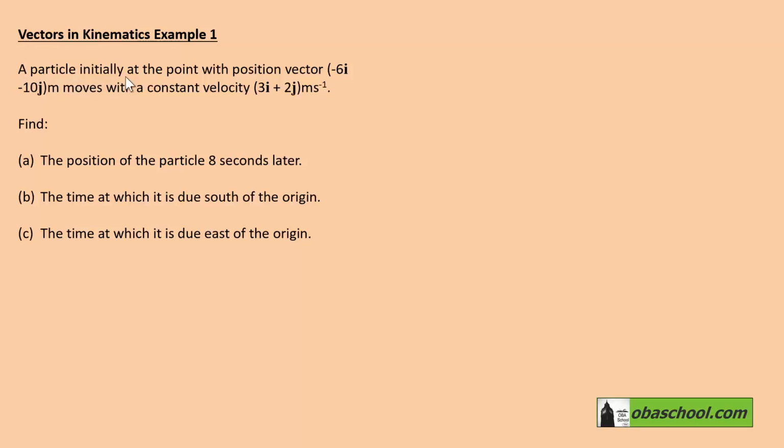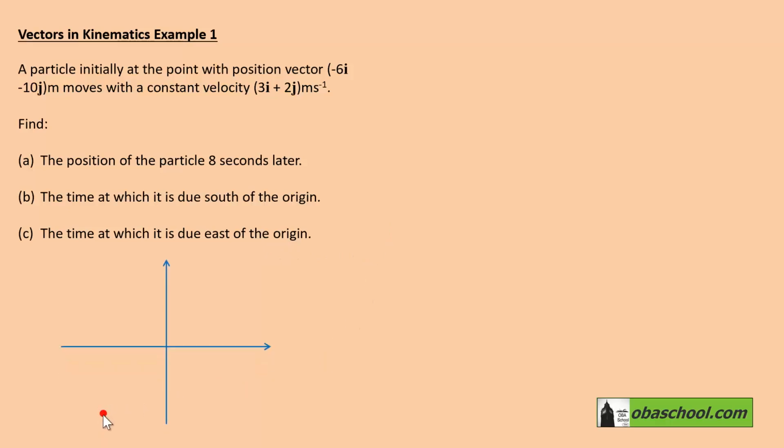A particle initially at the point with position vector negative 6i minus 10j meters moves with a constant velocity 3i plus 2j meters per second. Find the position of the particle 8 seconds later, the time at which it is due south of the origin, and the time at which it is due east of the origin.